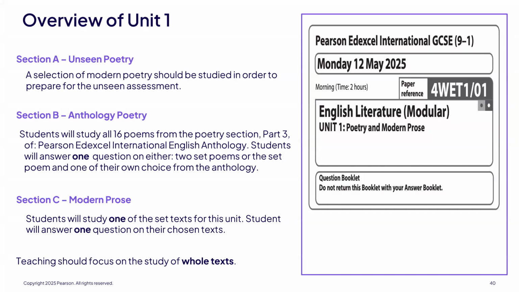Section B, anthology poetry. That's the 16 poems that are in part 3 of the anthology, and they answer 1 question from a choice of 2. The first one states the 2 poems. The second one states 1 poem, and students choose the second one. They have a clean copy of those poems in the exam. They'll have studied them all in class with you, and that's a 30-mark question.